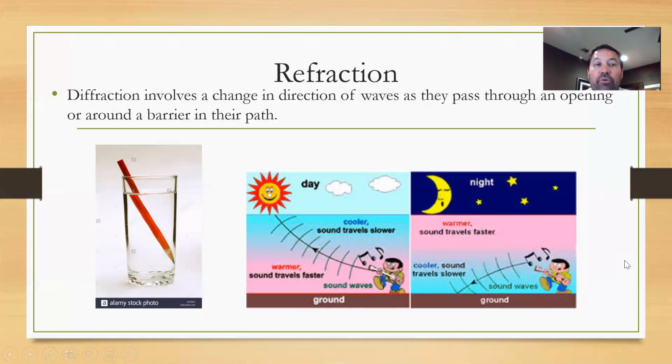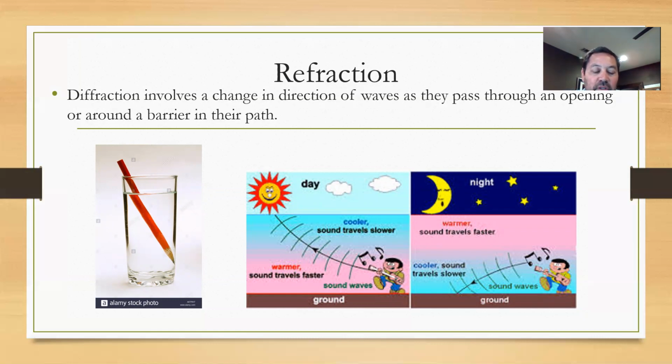So the last one is called refraction. Refraction or diffraction involves a change in the direction of the waves as they pass through an opening or around a barrier in the path. Something that you can do for your project coming up is you can show that a pencil, when placed in a glass of water, and the glass is actually a clear glass, actually looks like it's broken. And so that's going to be refraction.